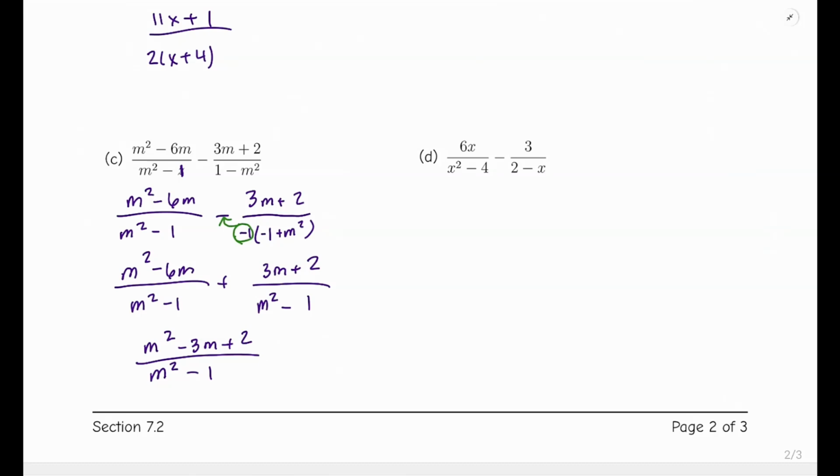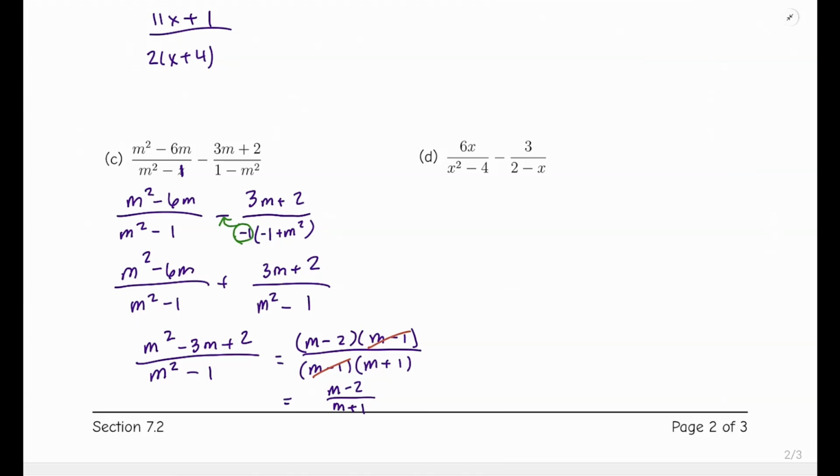Again, we need to try to factor it if possible, and this one actually does factor: m minus 2, m minus 1 over m minus 1, m plus 1. So then the m minus 1's cancel out, and our final answer is m minus 2 over m plus 1.